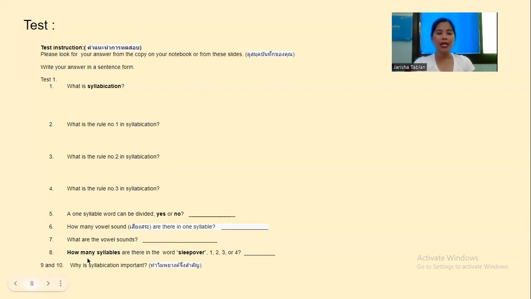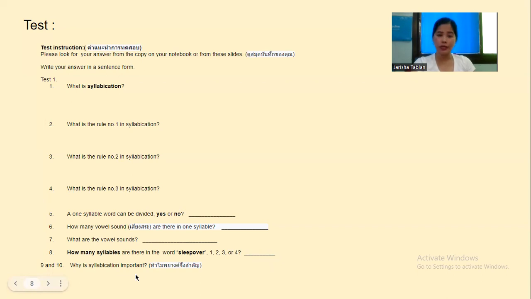Next, how many syllables are there in the word sleepover? Is it 1, 2, 3, 4, 5, 6, or 7? You write your answer over here on the blank. In English, it's called blank. Next, 9 and 10, 2 points. Again, 2 points, 9 and 10.